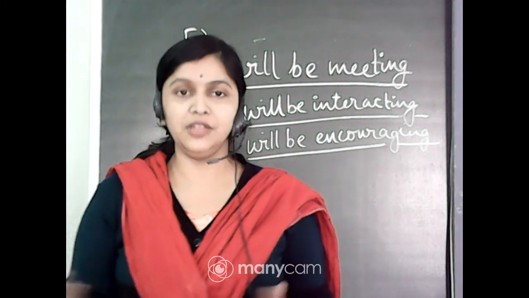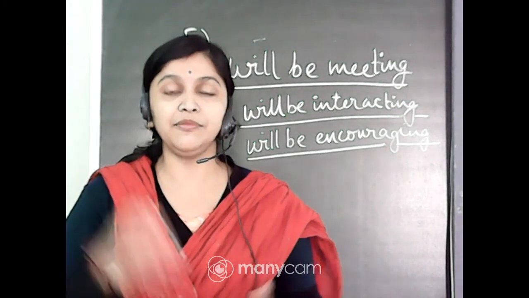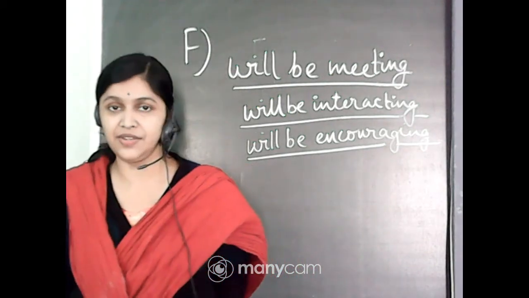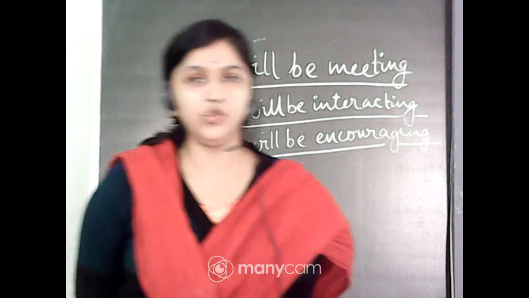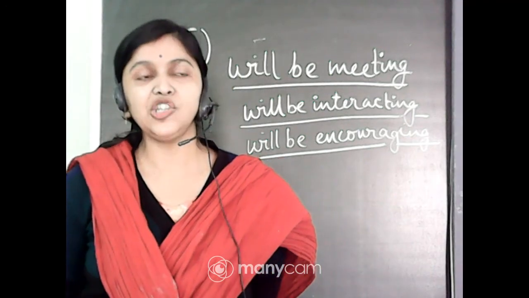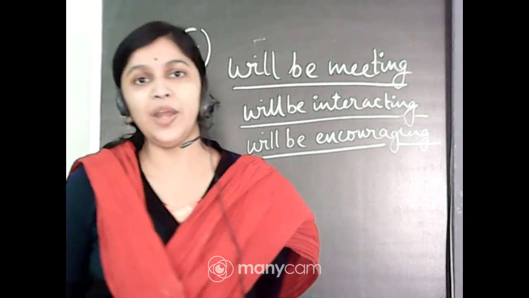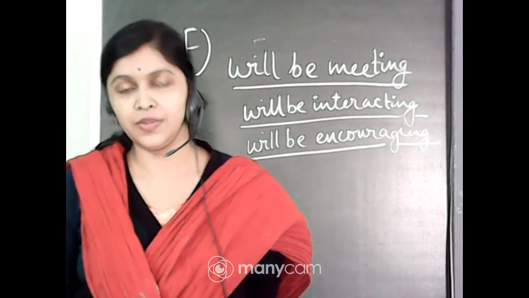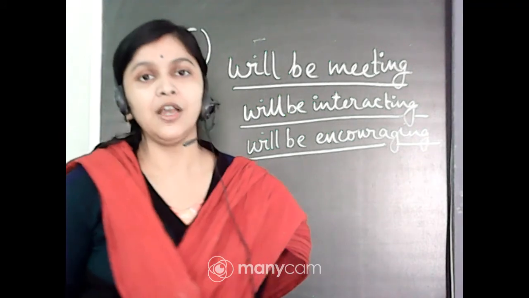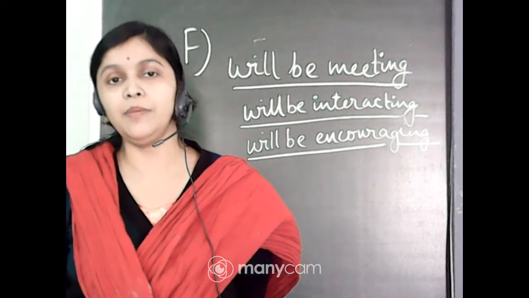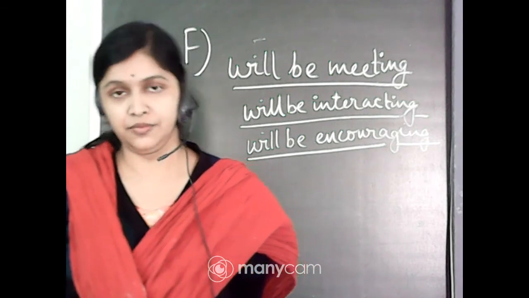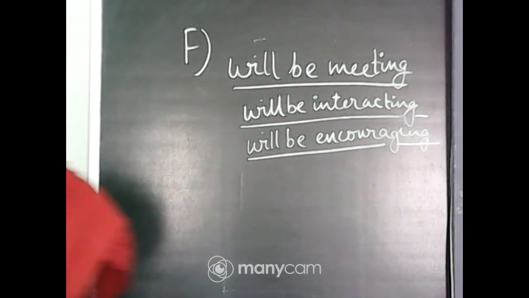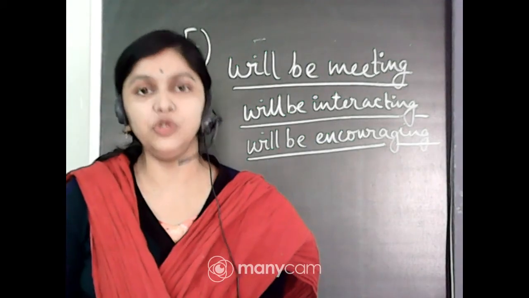Both events are going to happen in the future, and one of the events will be completed at a certain time in the future when the next event is happening. For that we use the future perfect tense. Like, "I shall have left for office before you return home," or before you arrive, or "They will have finished serving food in the restaurant by the time you reach."